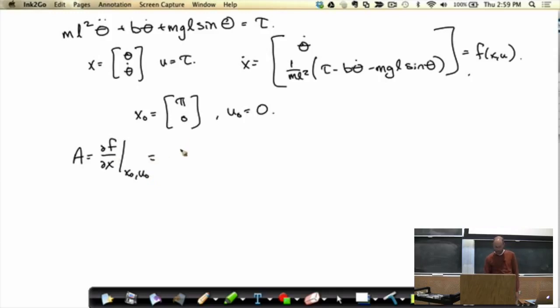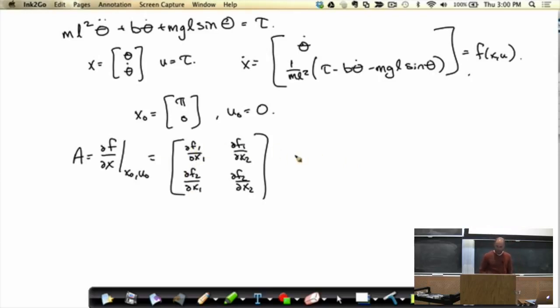Right, so my partial f, partial x, just to be clear, f is a vector equation, x is a vector, so the standard notation would be that this element is partial f1, partial x1, this is partial f1, partial x2, this is partial f2, partial x1, like that. So the partial derivative always goes this way. I've got a vector equation, and the denominator comes out this way. So what's it going to be for this system?